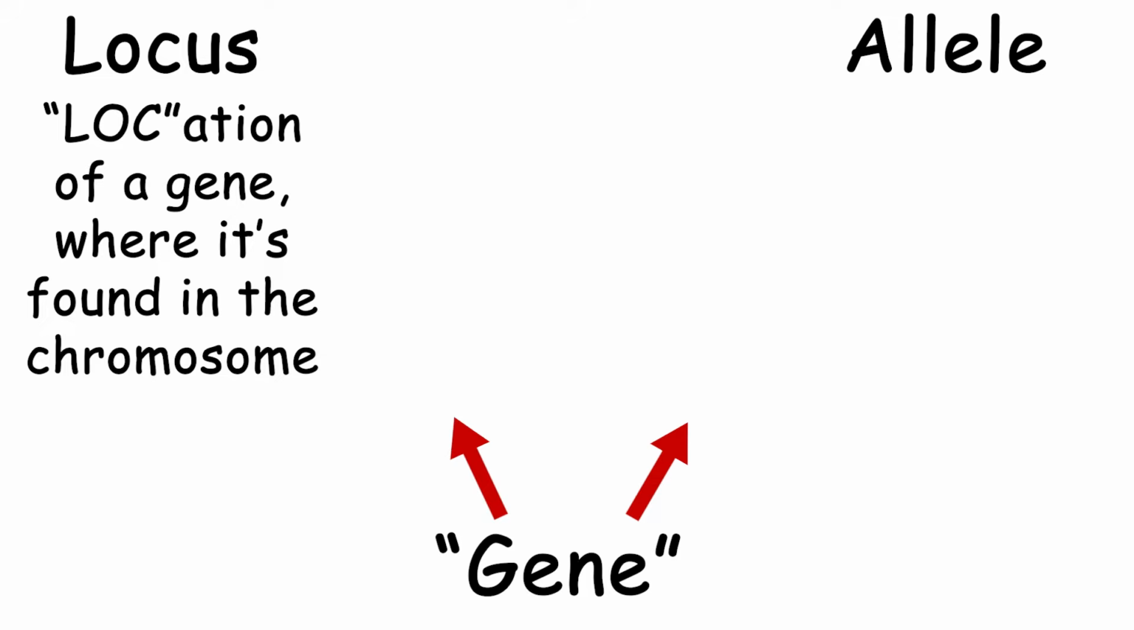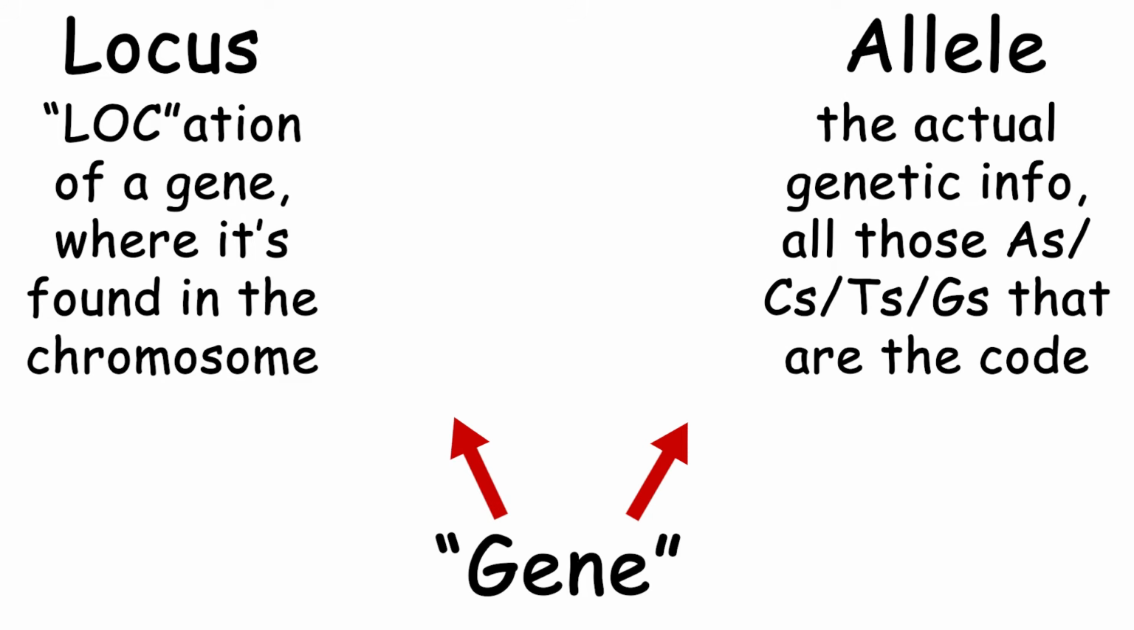When people say homologs are identical, they mean that they have the same loci as each other, information all organized in the same places. What that information is called is the allele. This is the actual code that leads to specific proteins. I like to think of it like this.